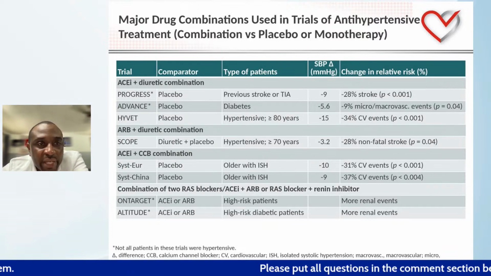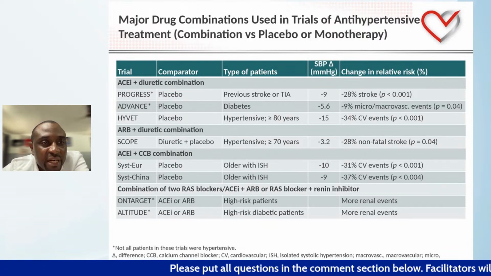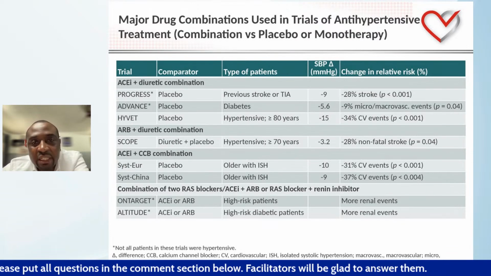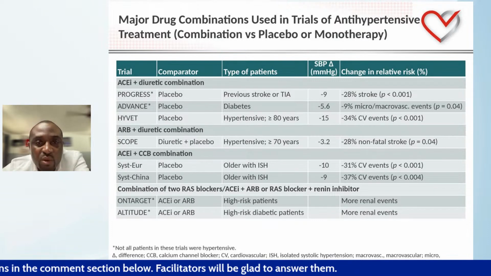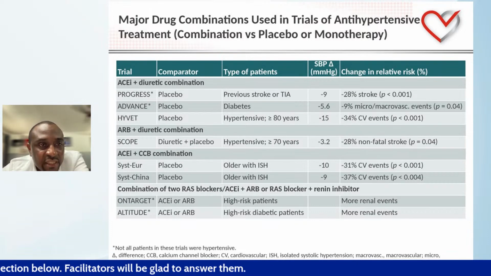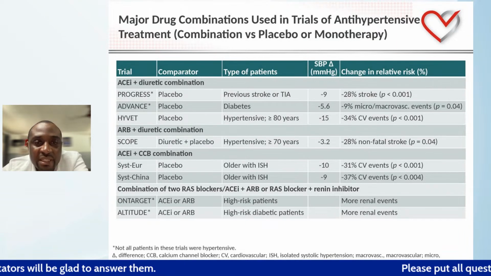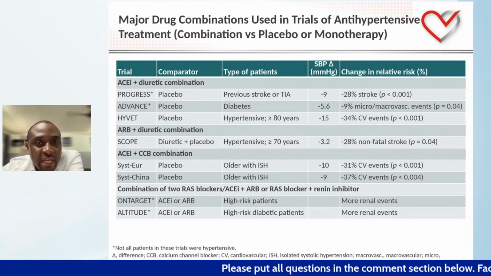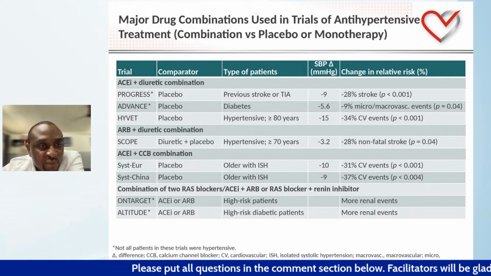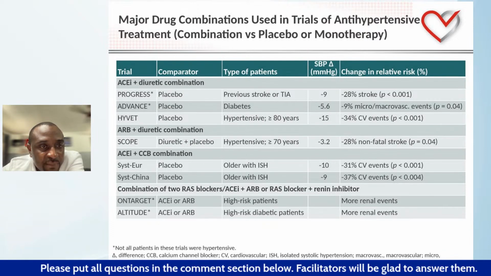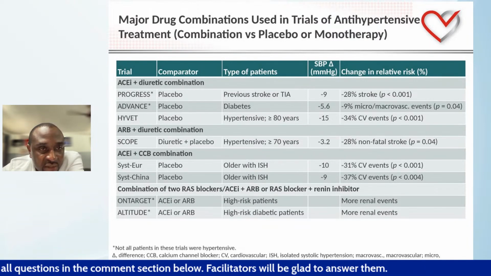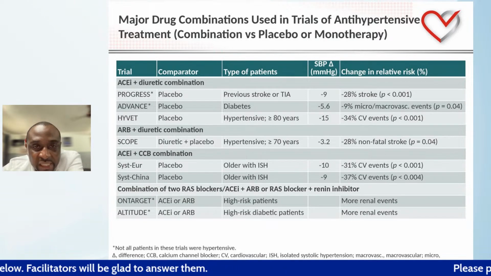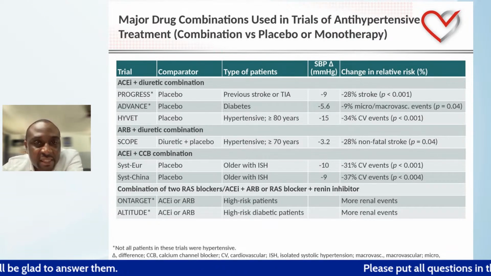ADVANCE also compared an ACE inhibitor with a diuretic among a diabetic population. There was a 9% decrease in micro and macrovascular events. The HYVET trial, which was done in elderly hypertensives, also recorded a 34% reduction in cardiovascular events. ARBs were compared to diuretics in the SCOPE trial, which looked at hypertensives, more than 70% of whom were elderly, and there was a 28% reduction in non-fatal stroke.